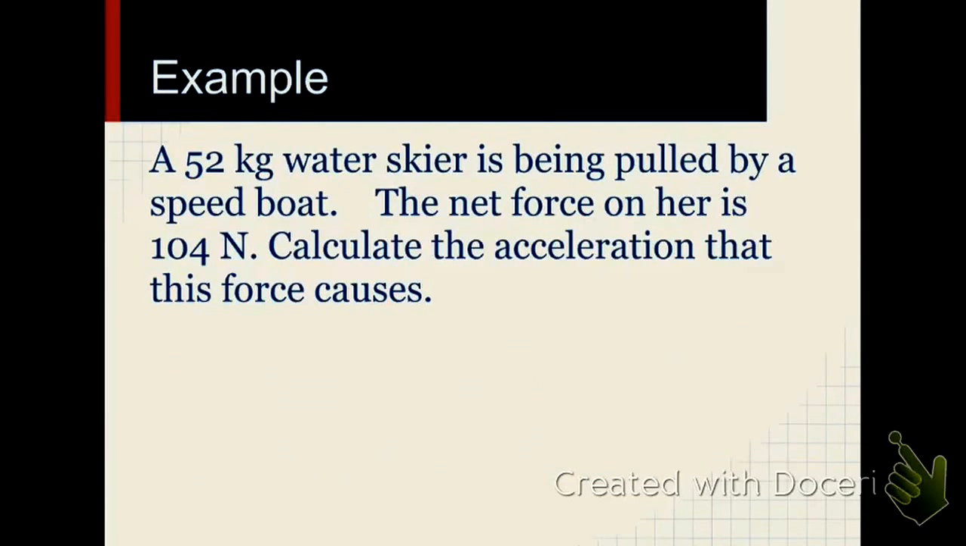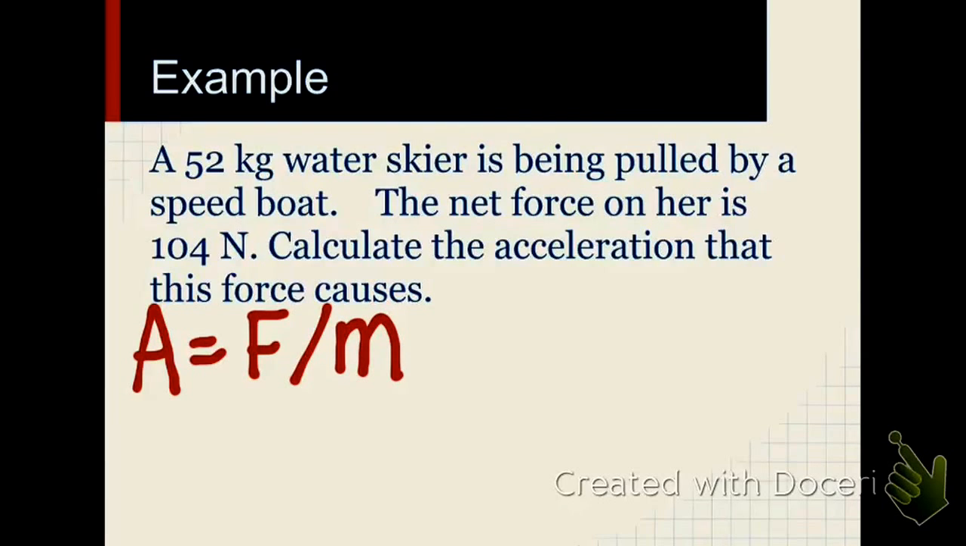Alright, here we have that example where we have a 52 kilogram water skier being pulled by a speedboat. The net force on her is 104 newtons. Calculate the acceleration this force causes. The first thing we need is our equation, which is acceleration equals force divided by mass. Looking at our problem, we can find those different parts. We're solving for acceleration. We're given the mass of the water skier being 52 kilograms, and her net force is 104 newtons.